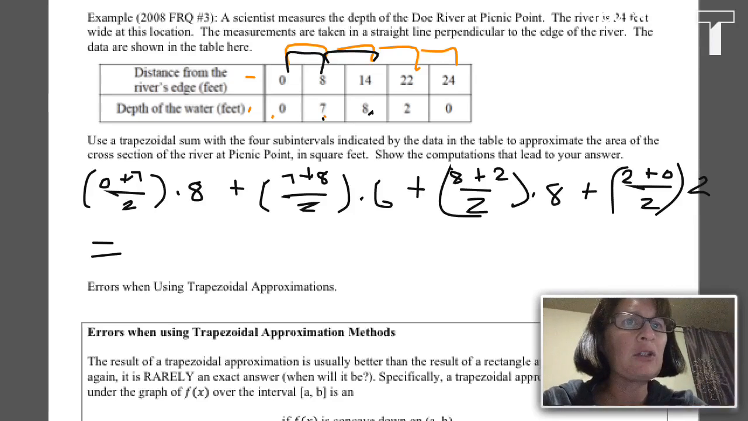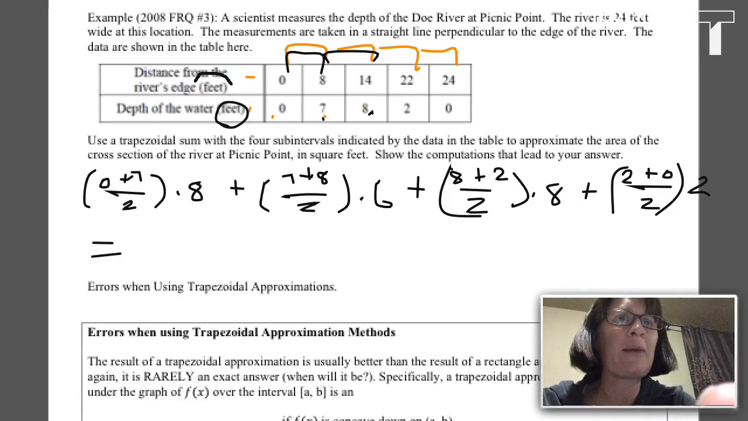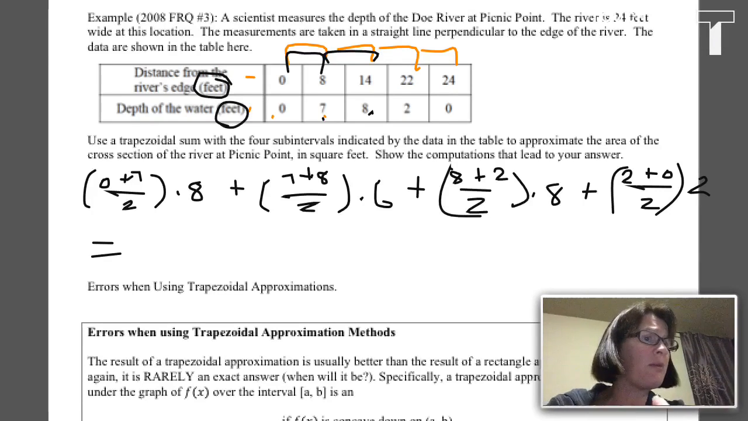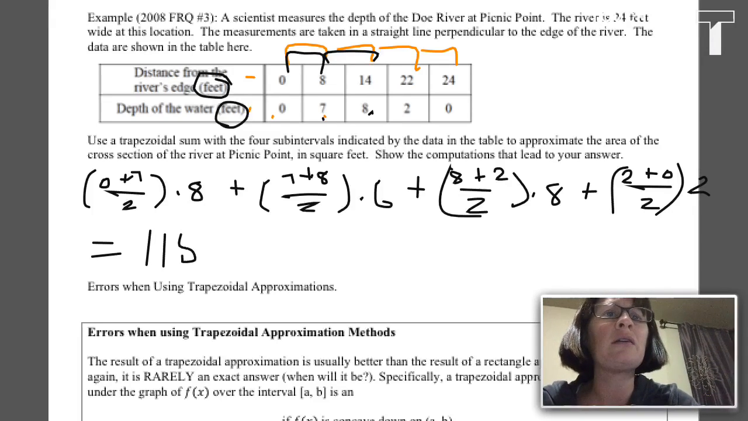Every time I'm multiplying a height, which is measured in feet, times the distance across the interval, which also happens to be measured in feet. When I multiply feet by feet, I get feet squared. This turns out to be 115 square feet.